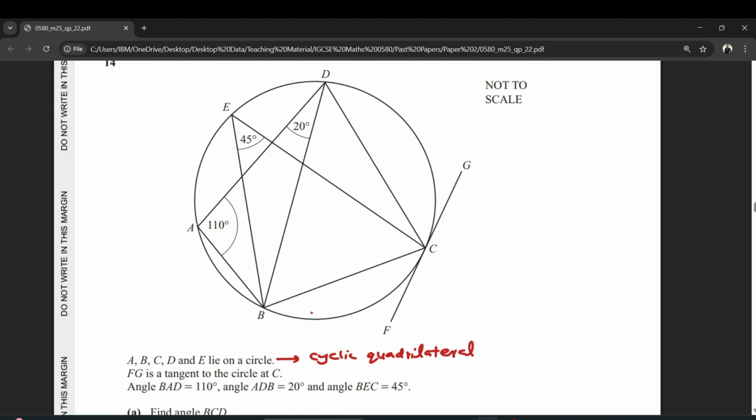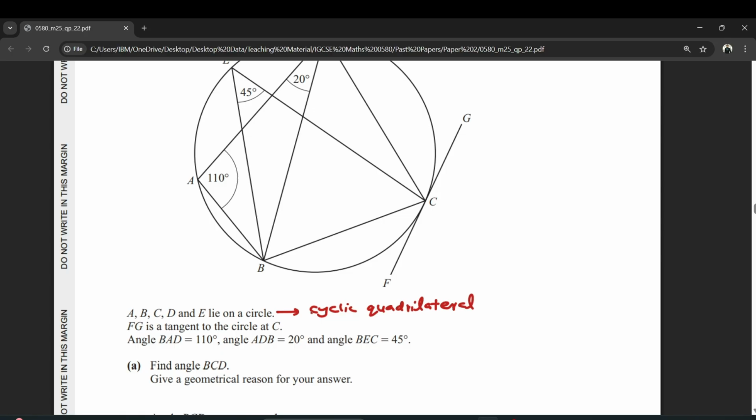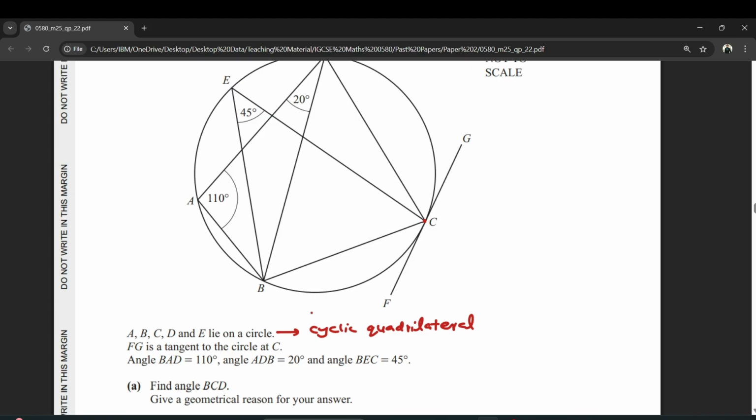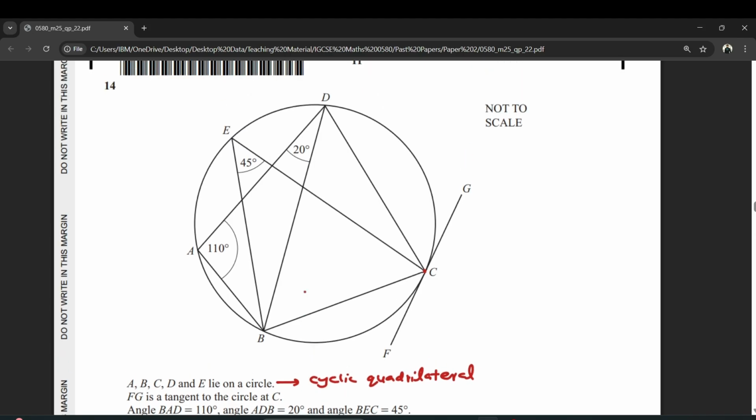Now because we have a cyclic quadrilateral, definitely you're going to recall that there was a property of cyclic quadrilaterals that the opposite angles are supplementary. So what does that mean? The opposite angles in a cyclic quadrilateral add up to 180 degrees. Then it says that FG is a tangent to the circle at C. So this is your FG and this is a tangent at point C. Angle BAD is 110 degrees, which is over here. Angle ADB is 20 degrees, which is over here. And angle BEC is 45 degrees, which is over here. Now it says find angle BCD. Always mark the angle which is required. So angle BCD is the angle that we need to find.